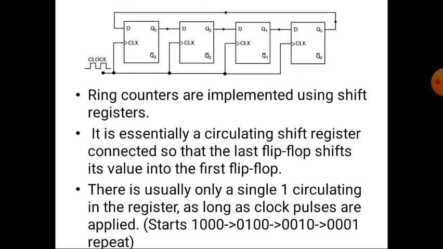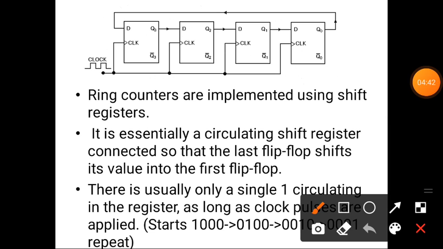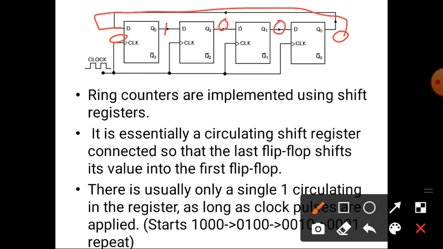For example, here it starts from 1. Initially the first flip-flop output Q0 will be 1, Q1 will be 0, Q2 will be 0 and Q3 will be 0. On the next clock pulse it will be shifted. That means this 0 will be here, and this 1 will be shifted to this output. Whatever is at the D input will be given to the output. So it is also known as data input, D input.